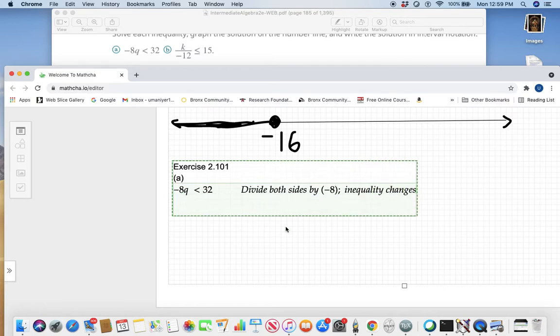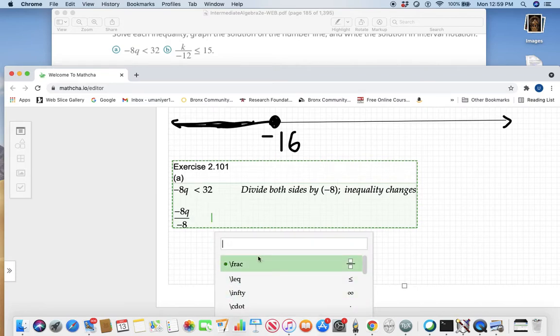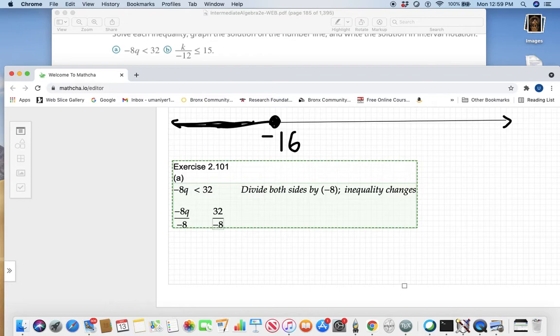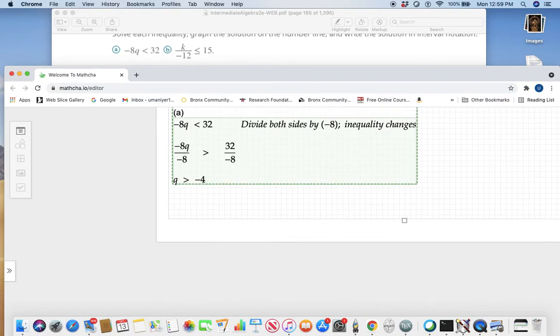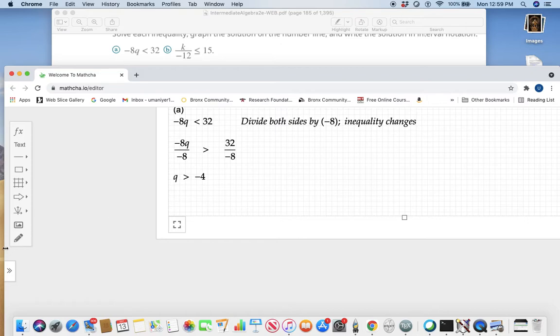So negative 8q over negative 8, and on the right hand side is 32 over negative 8. So the inequality in the middle changes from less than to greater than. Negative 8 cancels negative 8, you have q greater than, positive over negative is negative 4. We are ready to graph this.